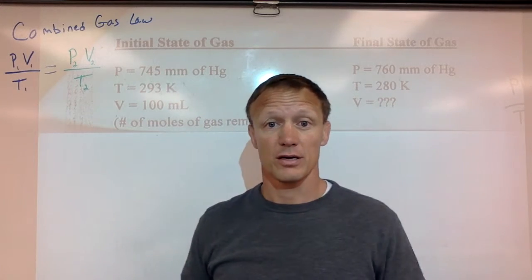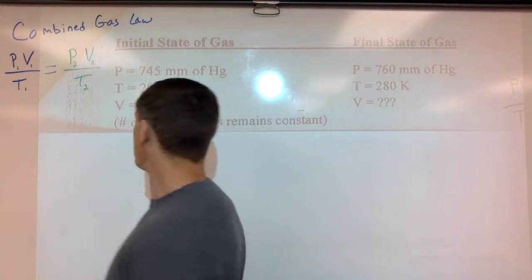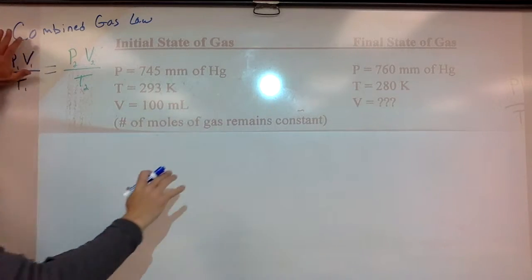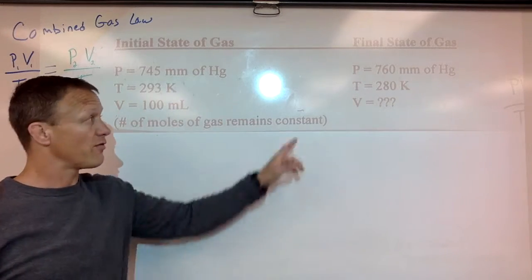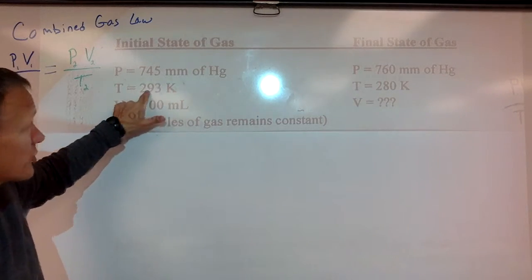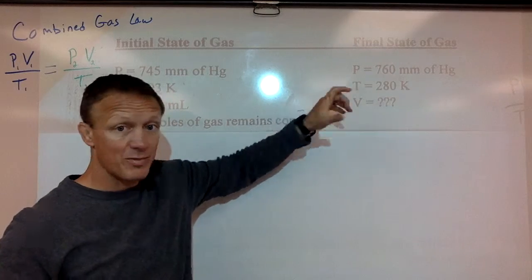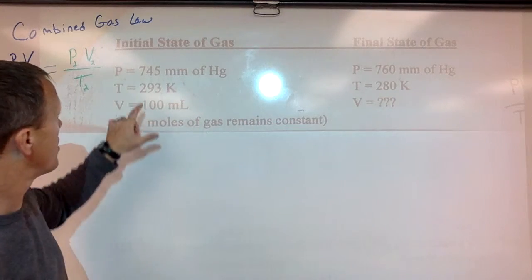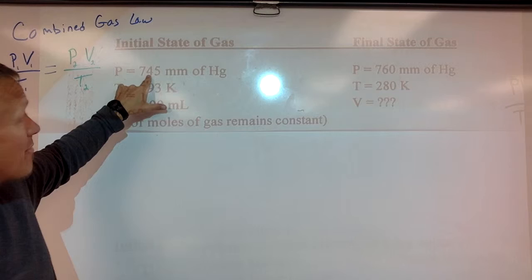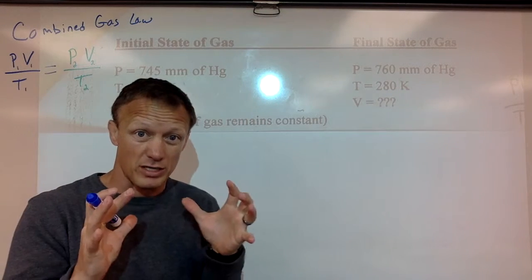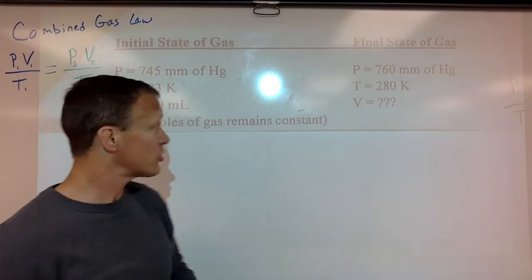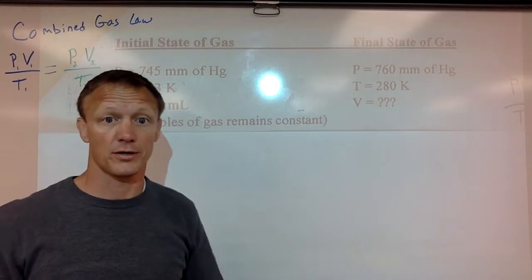If we change it to this, now what changed? So here's our initial, like our P1, V1. And here's our final. We're trying to figure out what's the new volume. So if you look here, our temperature is getting colder. So that should make the gas get a little bit smaller. Our pressure is going from 745 millimeters of mercury up to 760. That's increasing pressure, which pushes the molecules together a little bit closer also. So our gas should get smaller. It should be less than 100 milliliters when we're done here.